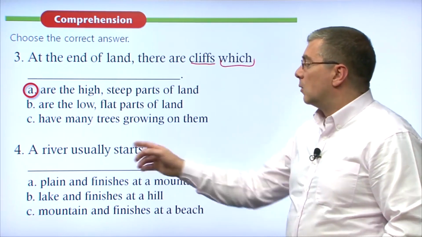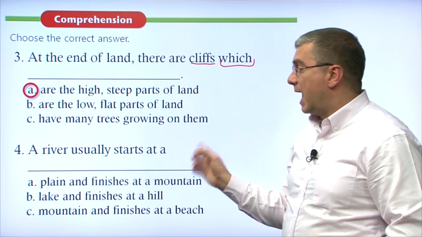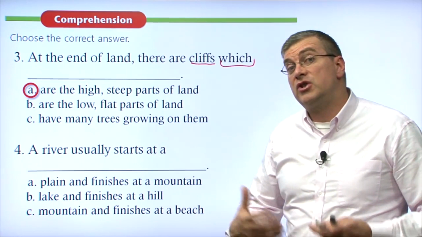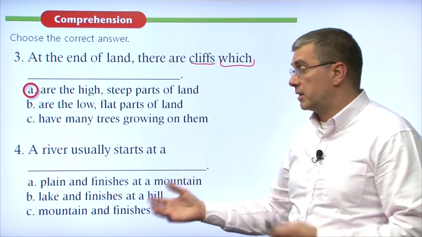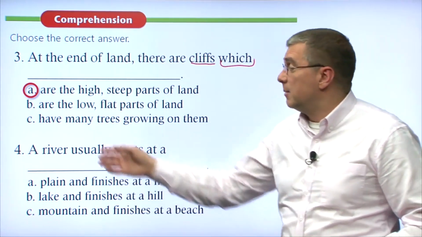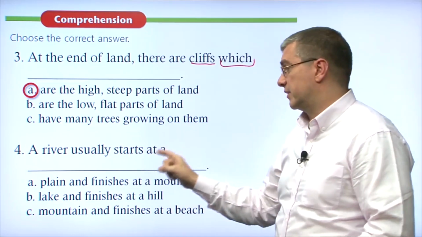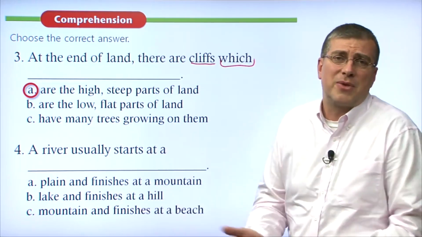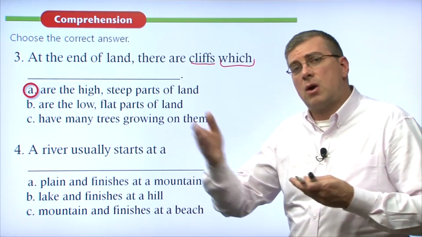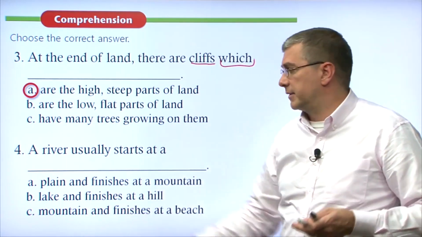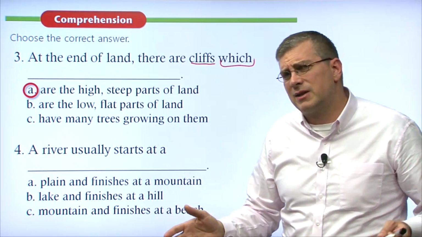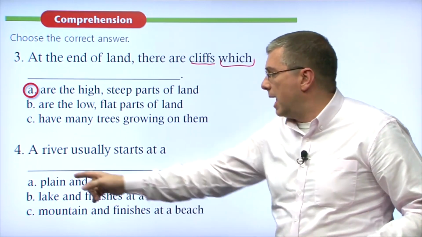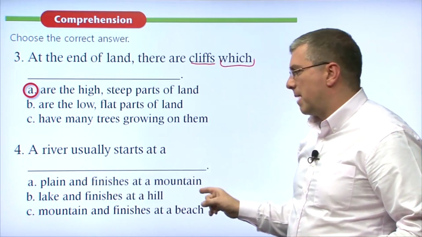Number 4, a river usually starts at A. So where do rivers usually start? Okay, we talked about this when we talked about streams, because streams also usually start at the same place. Remember, streams and rivers are basically the same thing. They're water that's flowing from a high place to a low place. But where's the high place that they start at? That's our clue. A plain and finishes at a mountain.